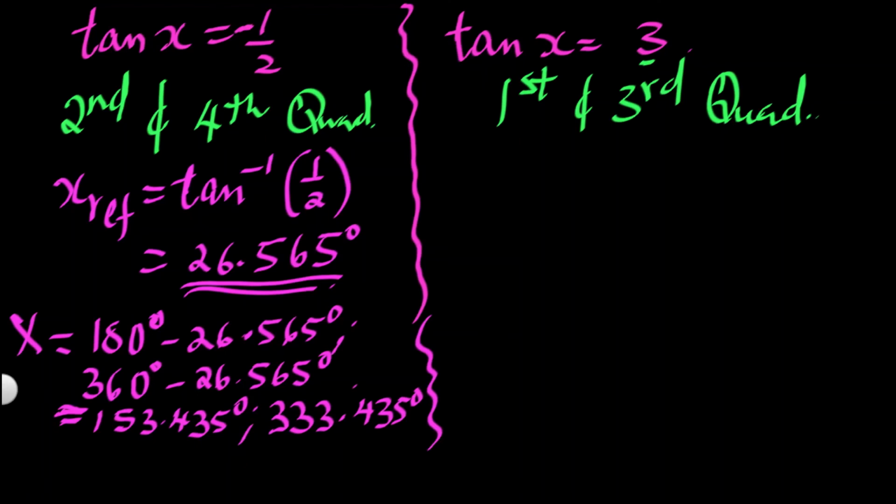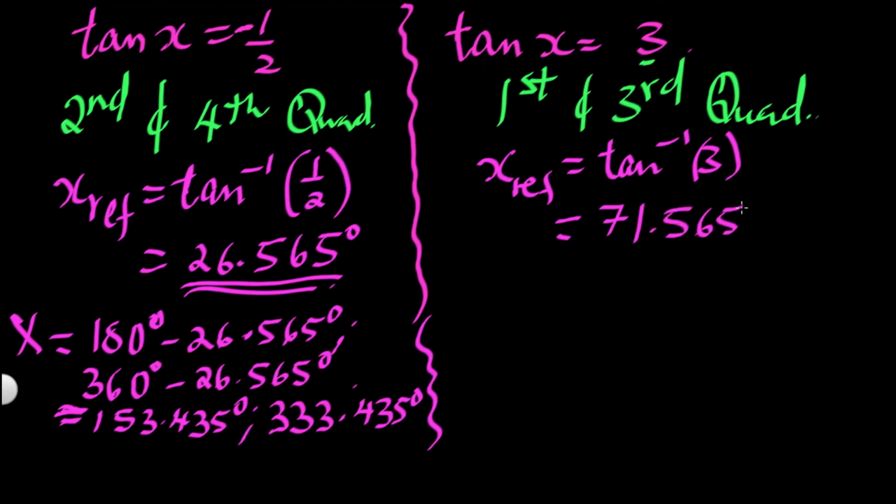I have now to go to the right hand side. I start by looking for x ref. So our x ref will be arctan of 3. Arctan positive 3. I punch in my calculator arctan 3. I get 71.565 degrees. It happens that here in this instance, the reference angle is actually part of the solutions because it lies in the first quadrant. I just have to find the other answer from the third quadrant.